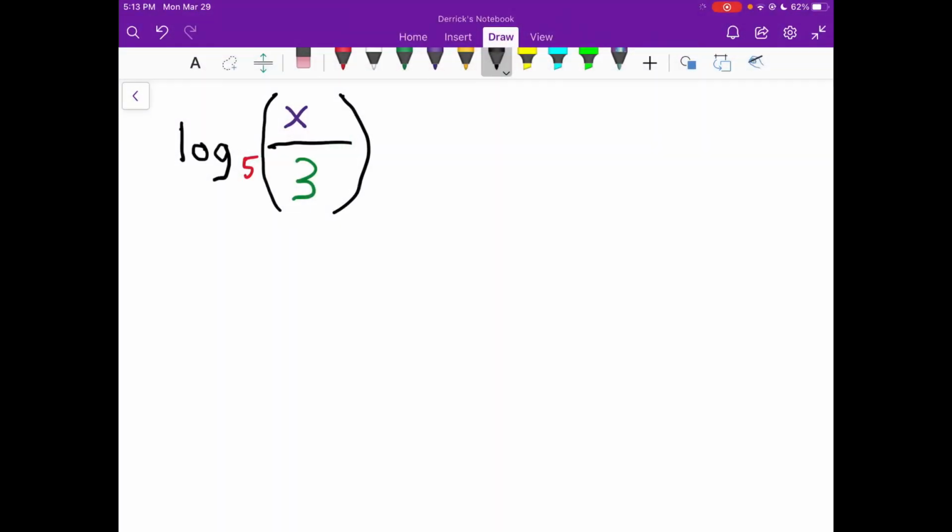Now let's take a look at this example. Let's say I gave you log base 5 of x over 3. Again, looking to expand here. Well, if we wanted to expand, then that means I want to give both the x and the 3 their own log. So that's where I'd start: I'm going to write out a log base 5 of x as well as a log base 5 of 3, giving them each their own log.